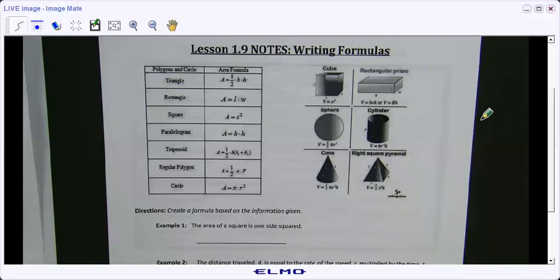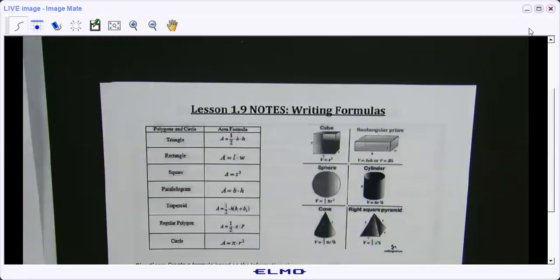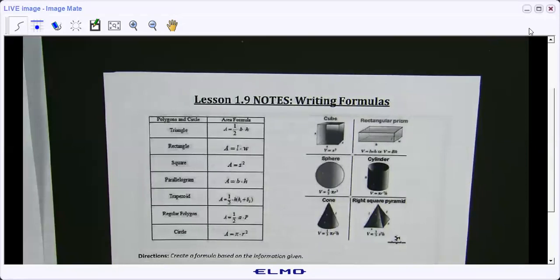All right, so today's lesson is going to include both lesson 1.9 and 1.10. So 1.9 is all about writing formulas, and the formulas on this sheet are formulas you should already know, except for maybe a regular polygon. What we're doing is very short. I only have 5 phrases that we're going to look at, and we're going to read each one to come up with the actual formula that applies to what it's talking about.